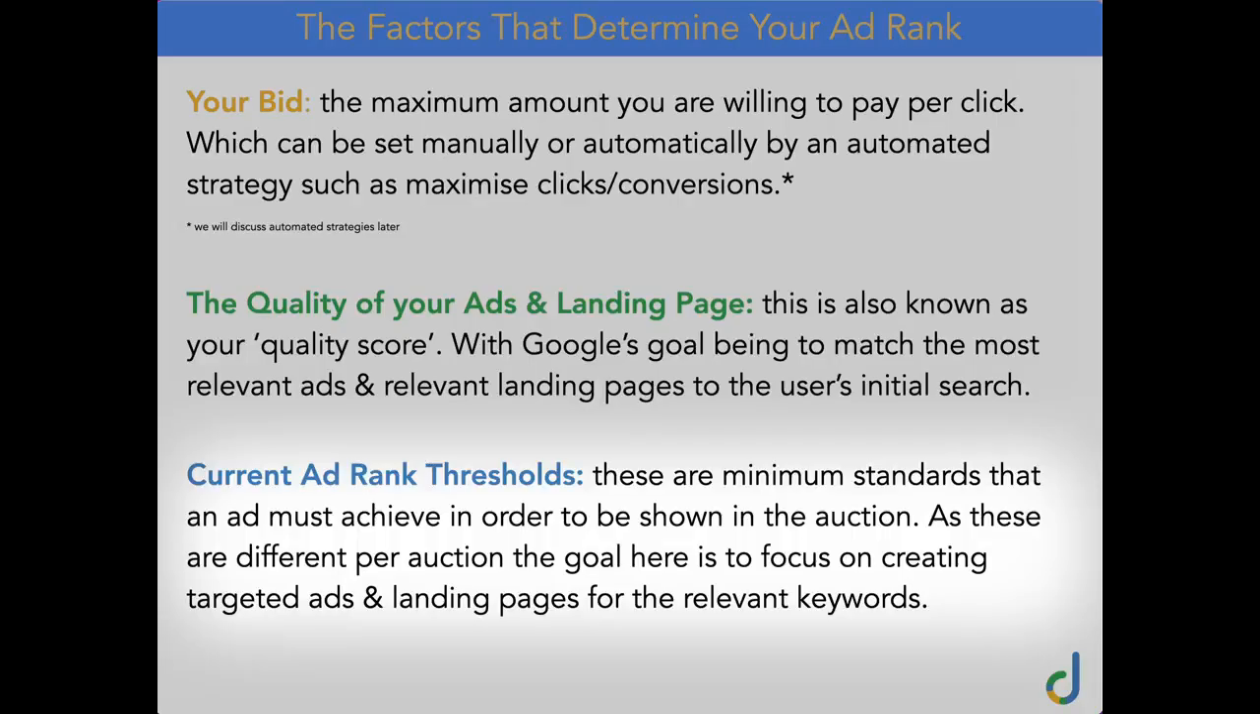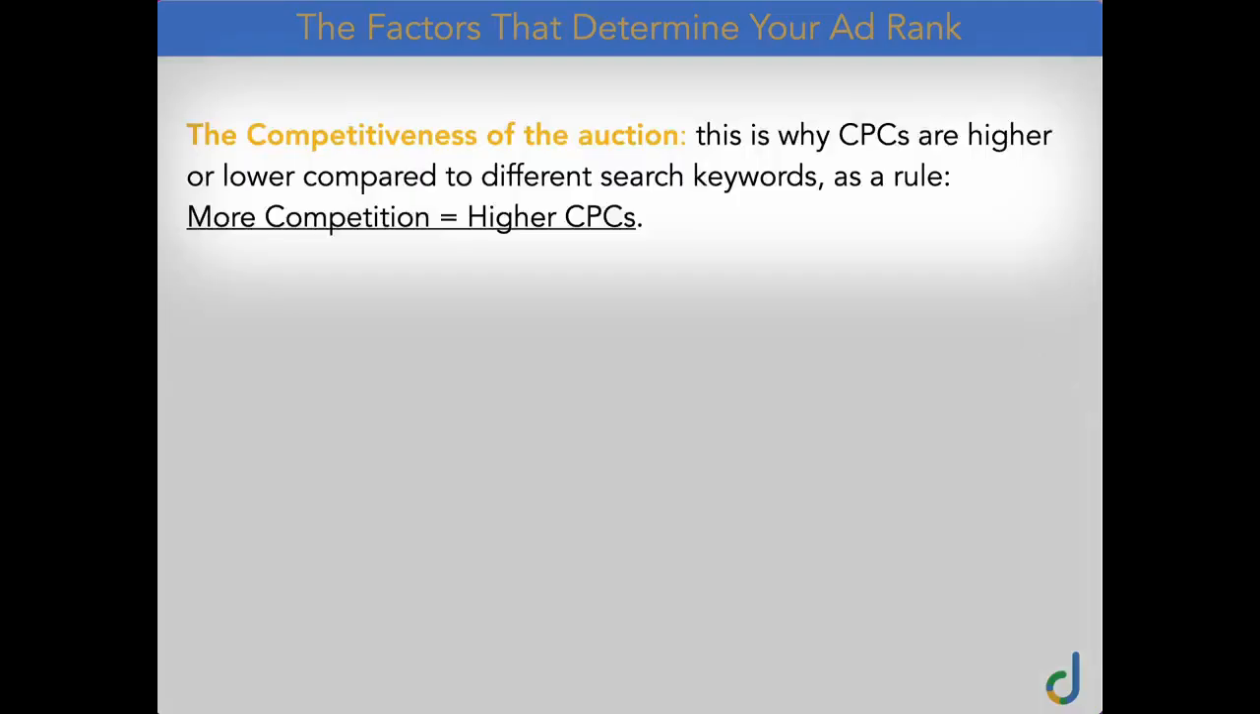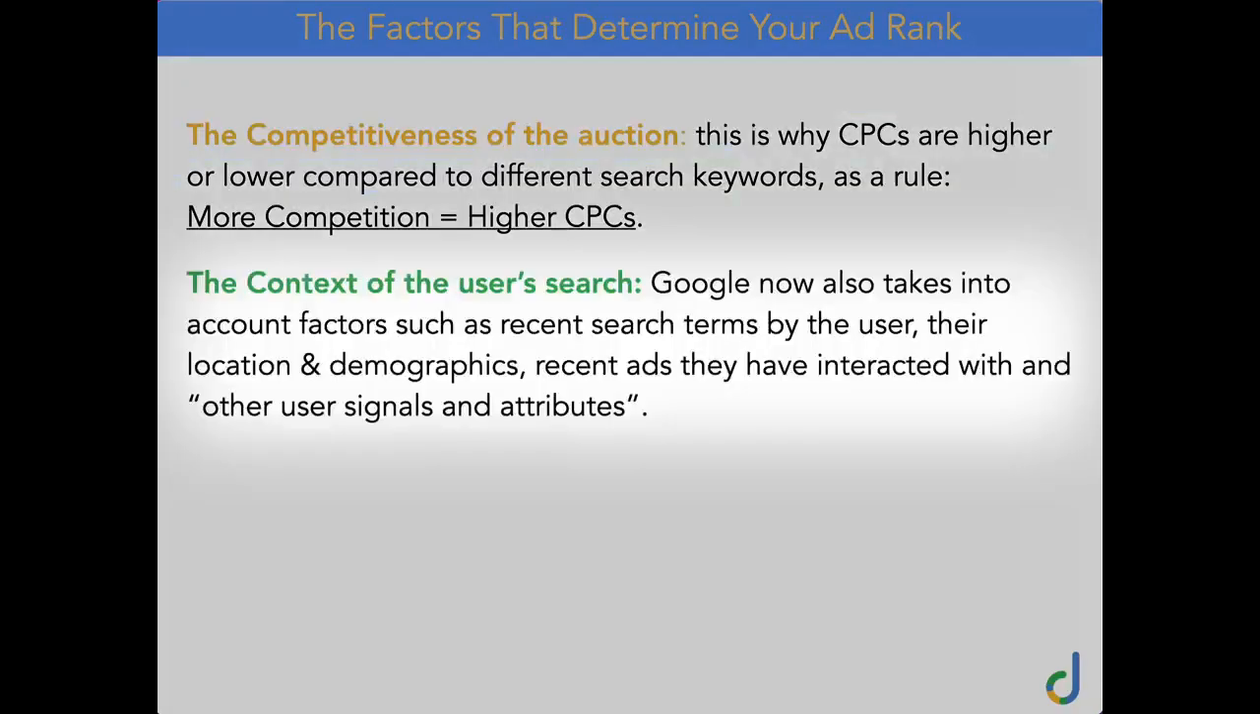So it's more about you putting together the best ad rank, so the minimum standards for your ad versus your competitors' ads, and the competitors being other people who are bidding on the same search terms. The next factor is the competitiveness of the auction, and this is why CPCs are higher or lower compared to different search keywords. As a general rule, and a very general rule, more competition means higher CPCs. Remember, it is an auction, so the more people that are bidding for the same search themes, the higher the CPC will be. The context of the user's search.